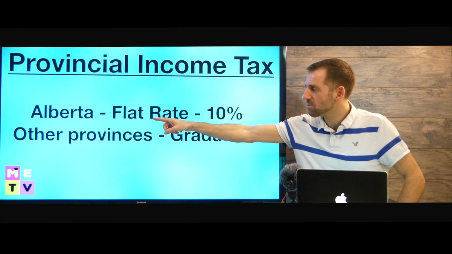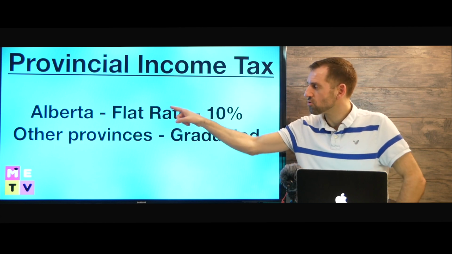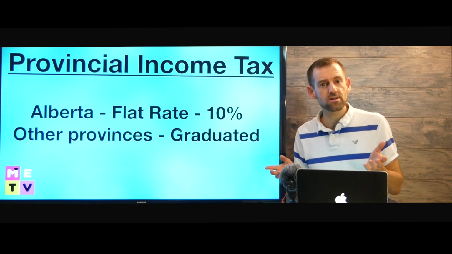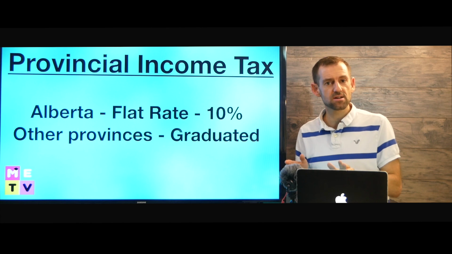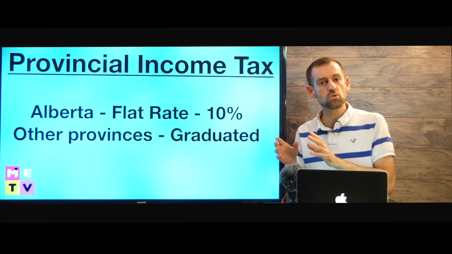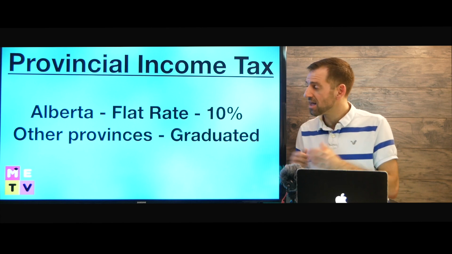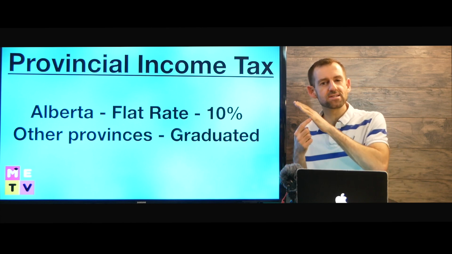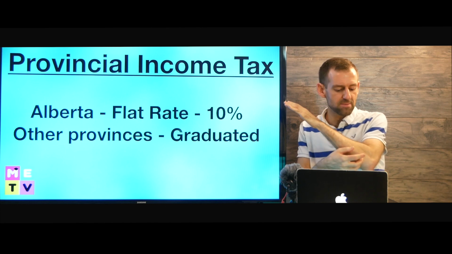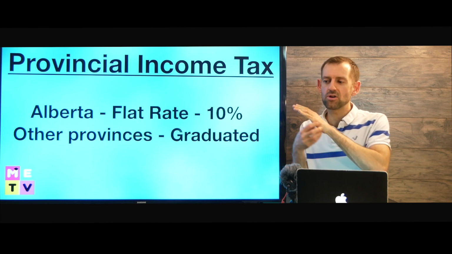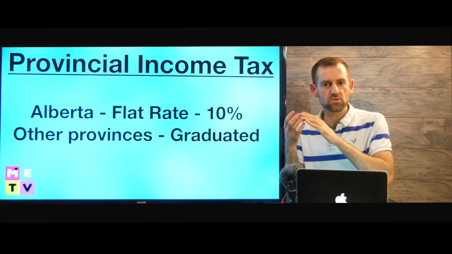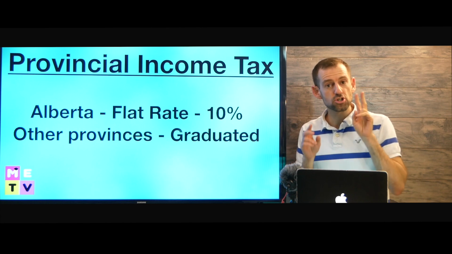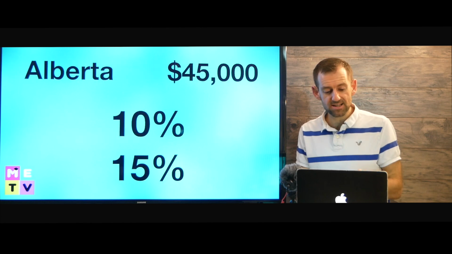So in Alberta, we have a flat rate of 10%. So everyone in Alberta pays 10% of their income to the Alberta government. Other provinces in Canada also use a graduated system. The bottom might be like 5%. It might go up to like 15% or something like that. So you actually have to pay two kinds of income taxes, right?